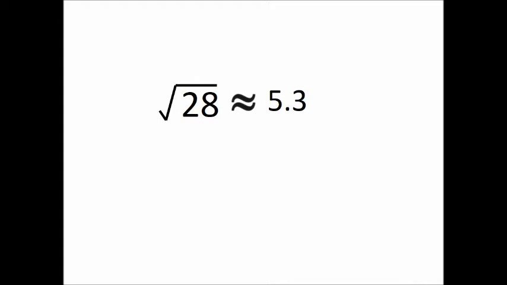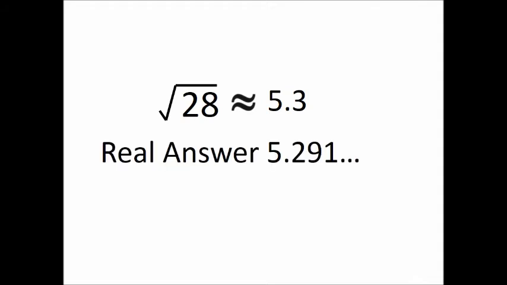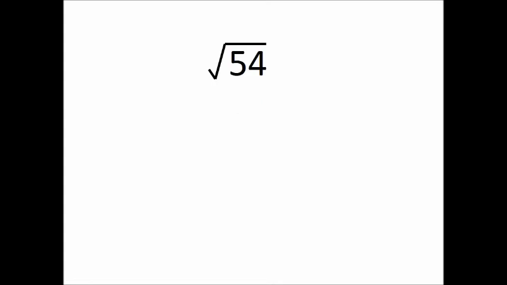It means it doesn't equal exactly. It's about 5.3. So the square root of 28 is about 5.3. And the real answer is actually 5.3291, and it goes on with lots of numbers forever and ever. So you could actually put 5.2 or 5.4. We're just counting approximate. It doesn't have to be perfect, just about what the answer should be.